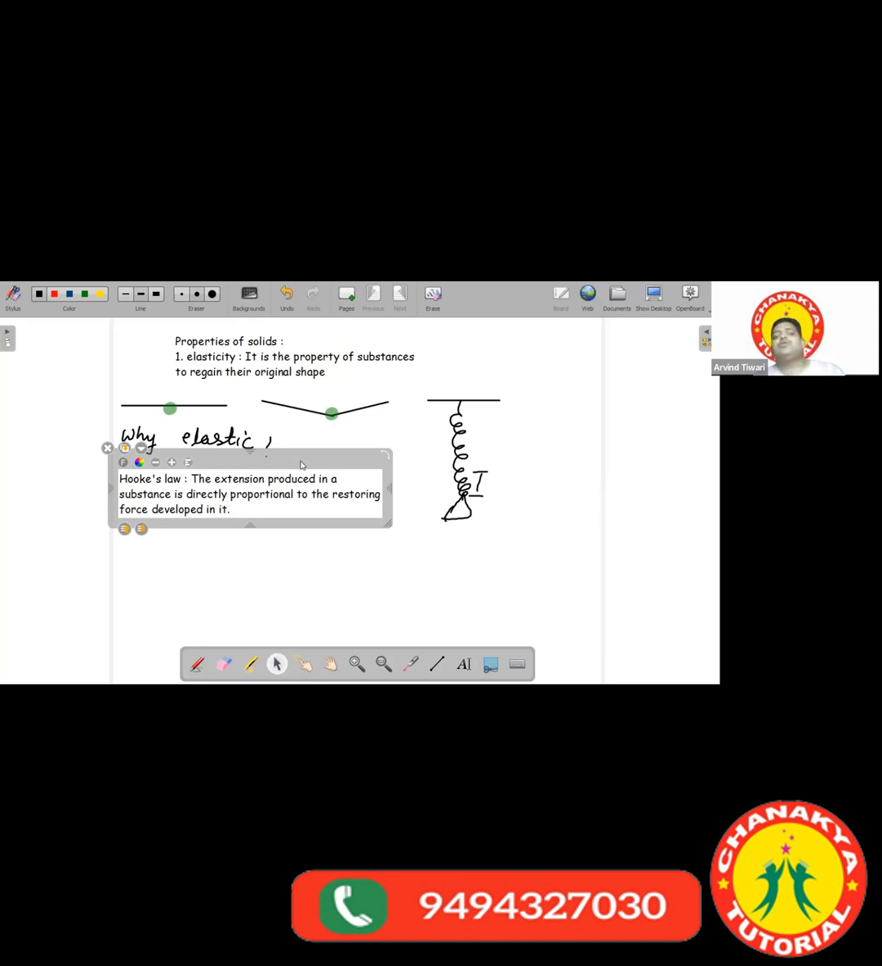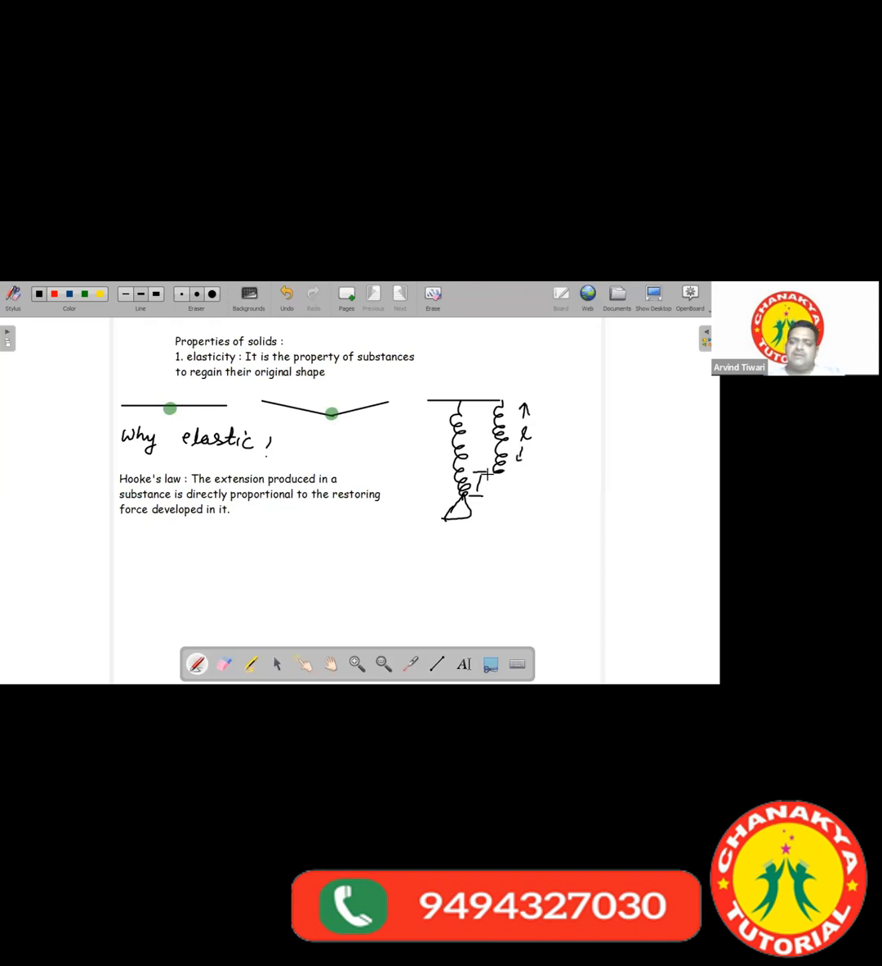So what is the restoring force? Let us try to understand the restoring force also, and then we'll see how it happens. So here, suppose we take the case of a spring and consider, let the spring originally have some length L. So let this be the original length of the spring, L.